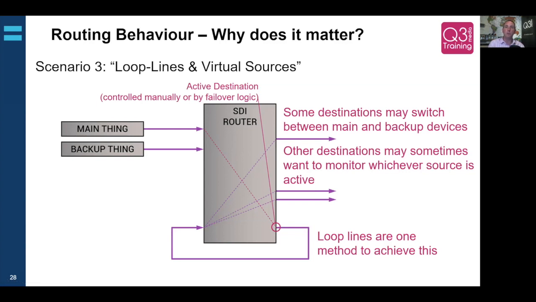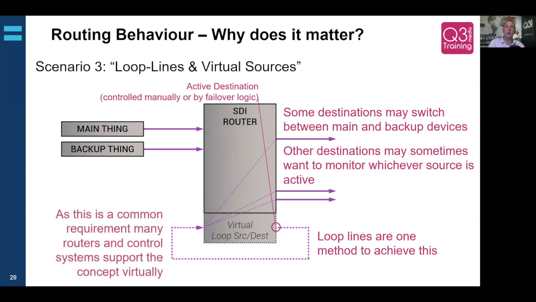Now, because loop lines were such a common requirement, and on a project you may want many tens, a large system may have hundreds of them, sooner or later manufacturers of routers, and importantly the control system vendors, made this work virtually, so that you didn't need to tie up physical outputs and inputs. It was a conceptual thing. So whilst you might visualize it in this way, what's actually happening is it's just tying together the concept of those destinations when they're all looking at that same virtual source.